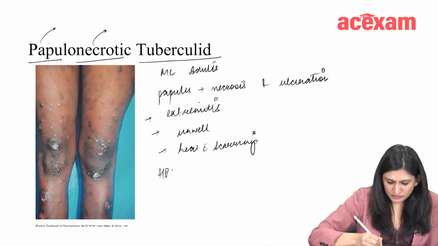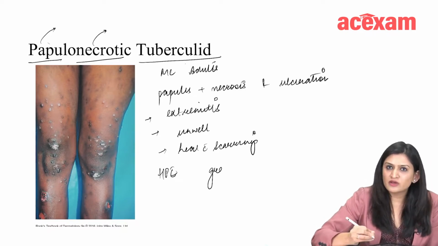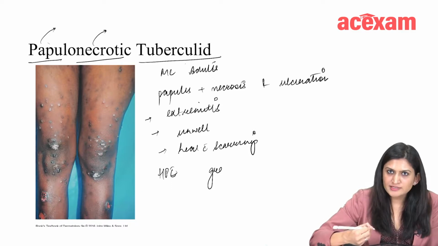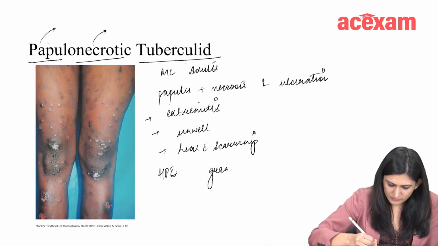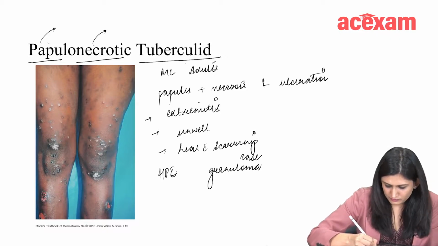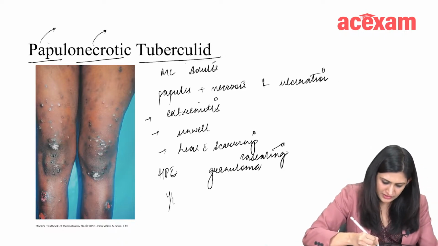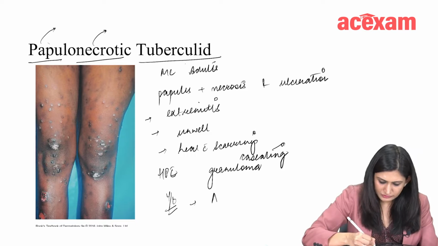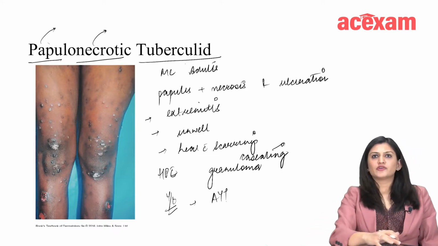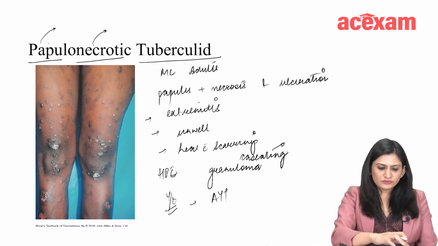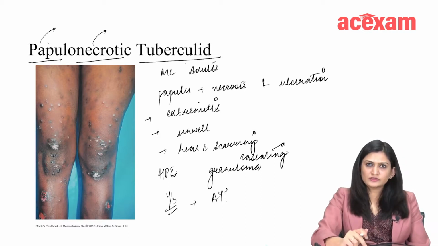And again, what will we find on histopathology? We'll again find granulomas, but all this necrosis will cause caseous necrosis, and hence we'll find caseating granulomas. And how will you treat this condition? This condition responds to anti-tubercular treatment.